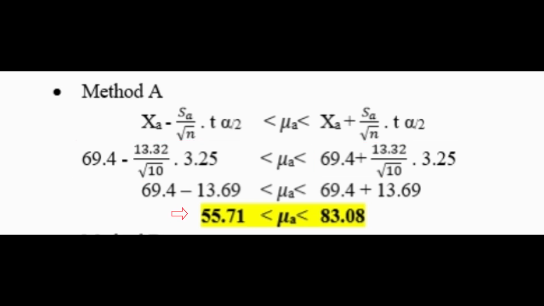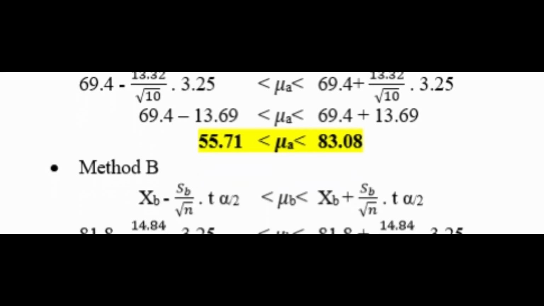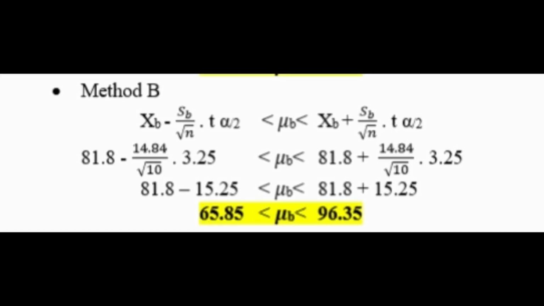And the result for method A is 55.71 and 83.08. And also for method B, we just need to do the same steps to find the results. Here I already have the answer for method B, which is 65.85 and 96.35.